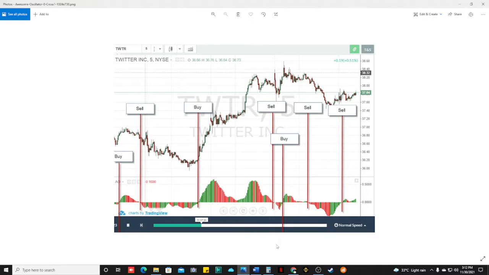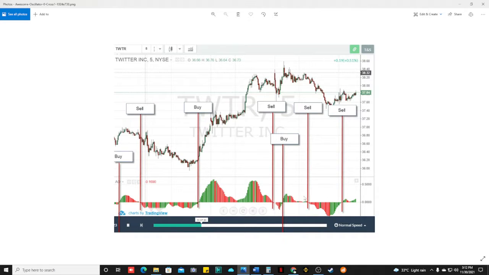Okay, so now we are in our divergence strategy. We will be using the awesome oscillator and RSI. So how do we use this one? The awesome oscillator is this one.